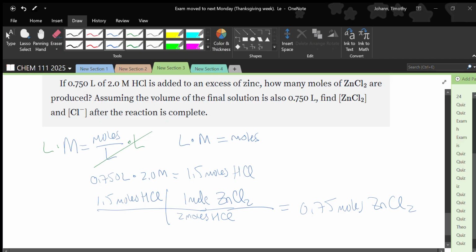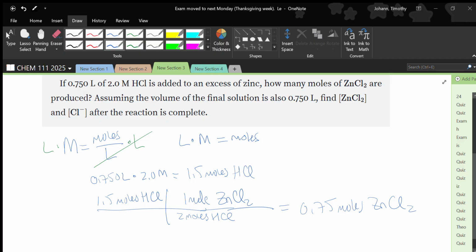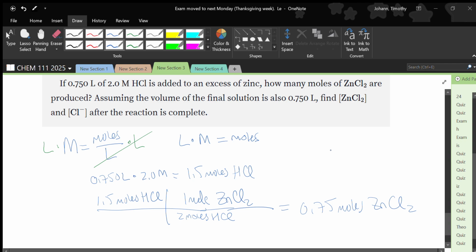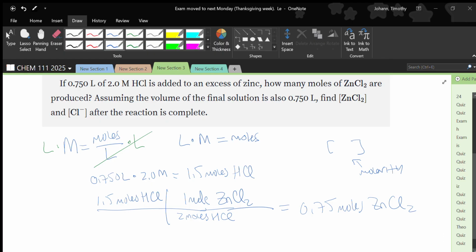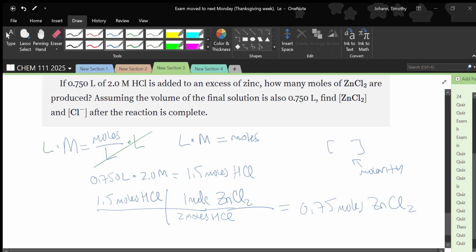Then a tricky thing here in terms of terminology: these brackets mean molarity. In other words, it's not millimolar, it's not milligrams per liter, it's not parts per million. These are all units of concentration. It's not Elmo's per Sesame Street episode. It is molarity when it's that. And that's the first part of the question. We answered it.